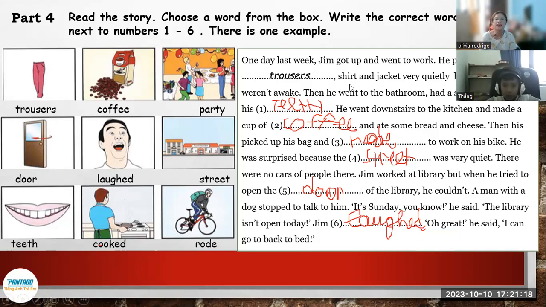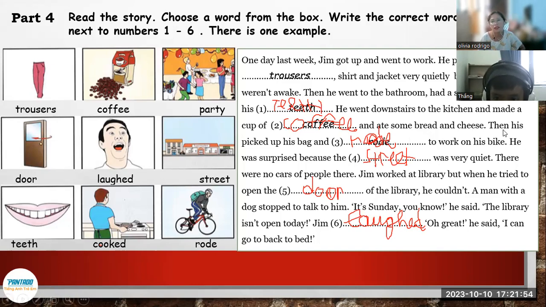One day last week, Jim got up and went to work. He put on his trousers, shirt, and jacket very quickly because his family weren't awake. Then he went to the bathroom, had a shower, and cleaned his teeth. Very good. He went downstairs to the kitchen and made a cup of coffee and ate some bread and cheese. Okay, continue reading.